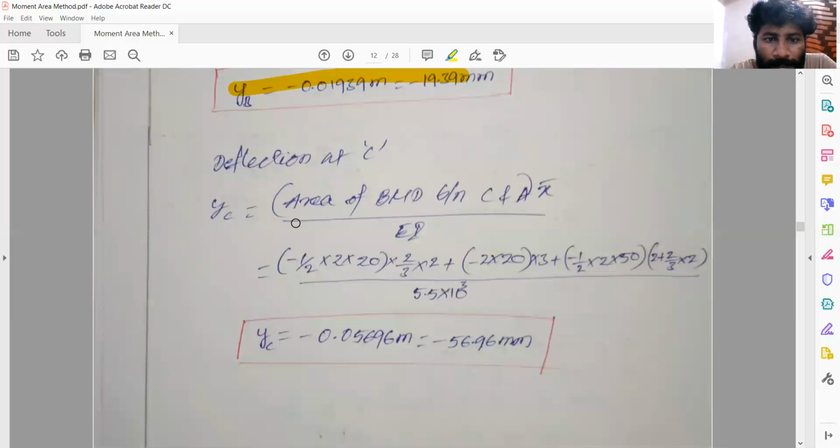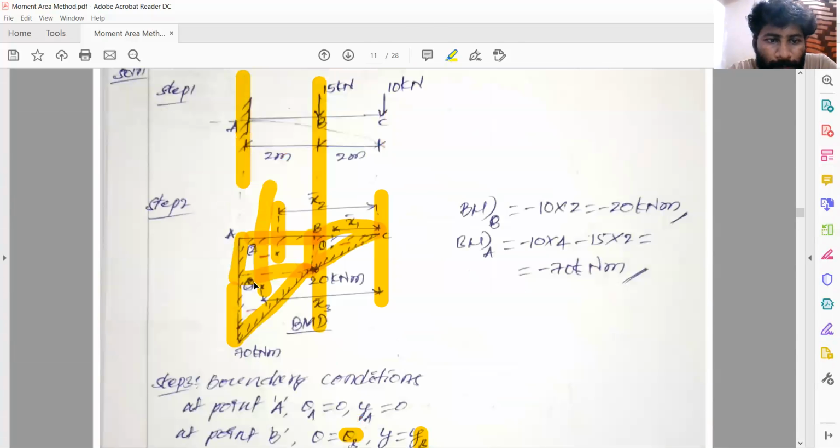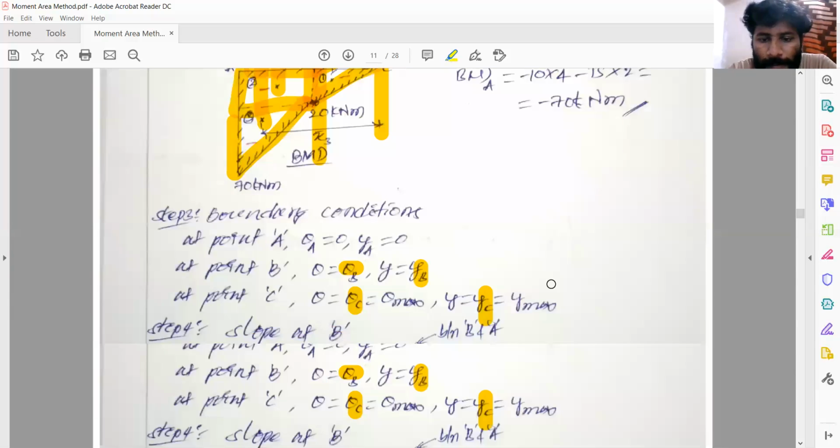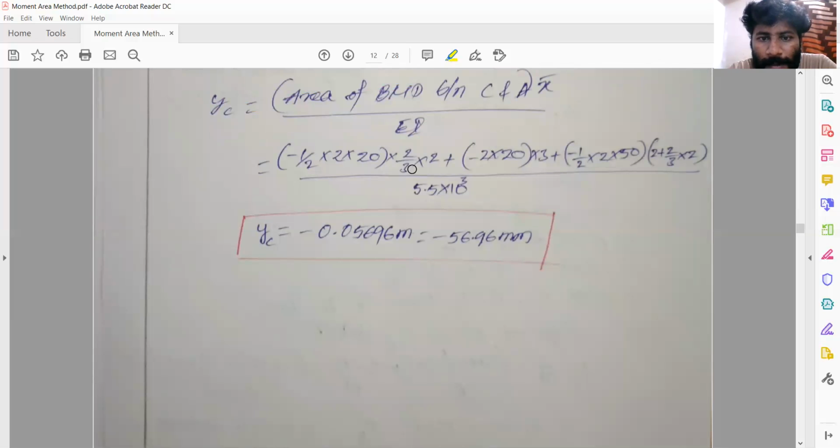And again deflection at C is the area of the BMD between C and A into X bar divided by EI. Same thing. First take the individual areas, each individual area into its X bar distance to C. Again this area about C, again this area about C. So the individual areas into their corresponding X bars, the moment of the areas about C, is the YC value. That's how we can find it.